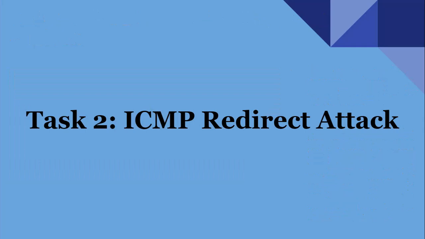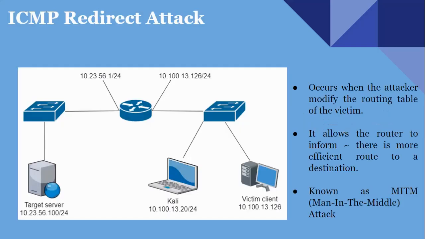Thank you, Azim. So now I will explain task 2, the ICMP redirect attack. ICMP stands for Internet Control Message Protocol. So what is an ICMP redirect attack? An ICMP redirect attack occurs when the attacker modifies the routing table of the victim.